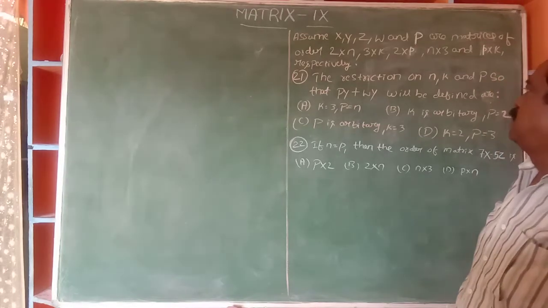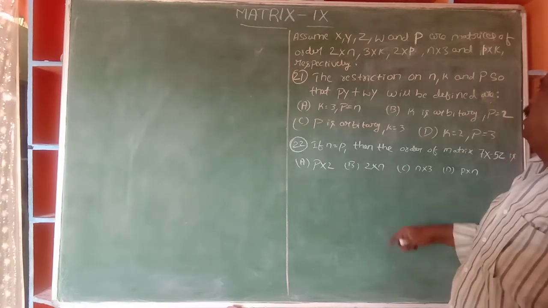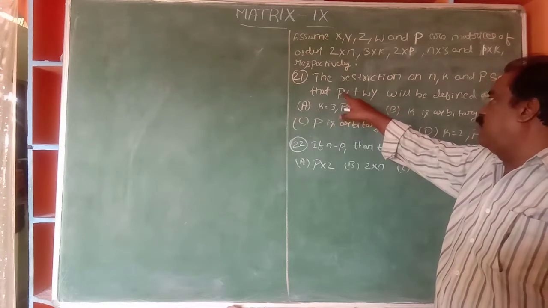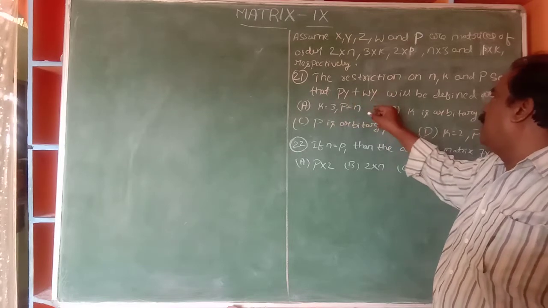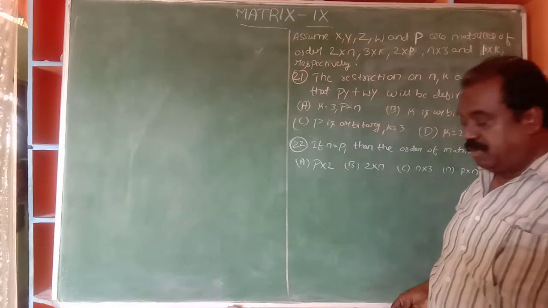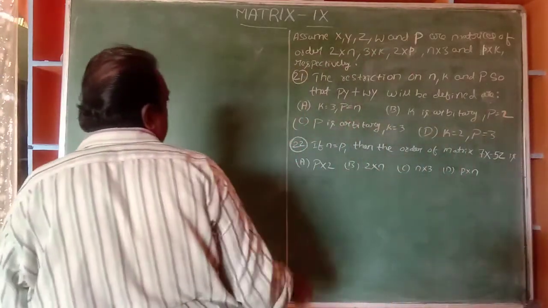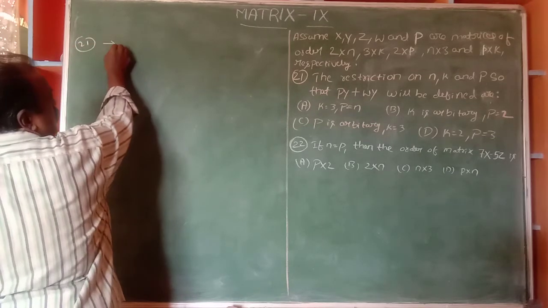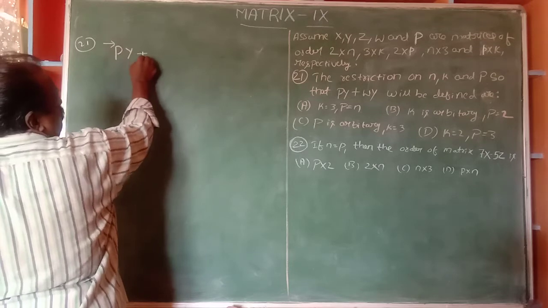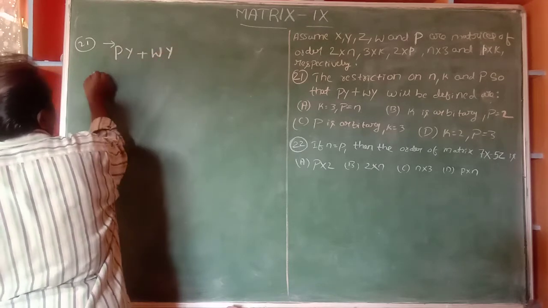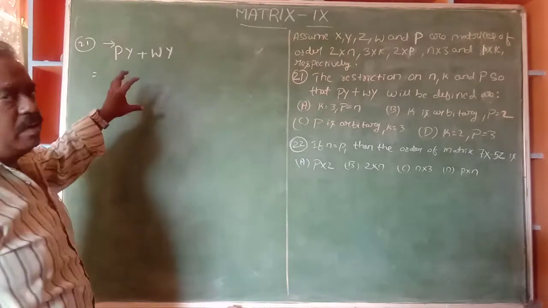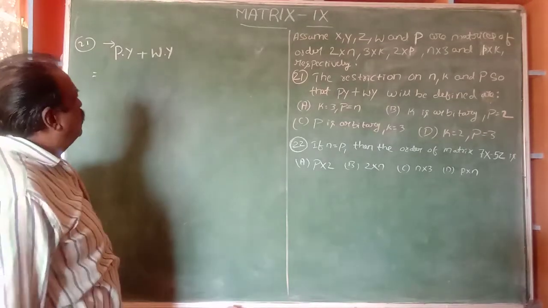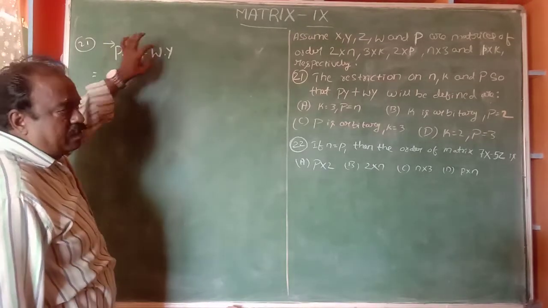Now the question is 21. We are given that PY plus WY is defined well. Then, which of the options is correct? This expression is defined well, which means there are some conditions for the addition and the product.